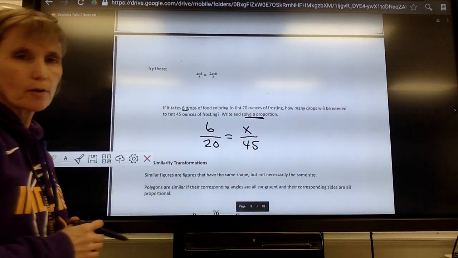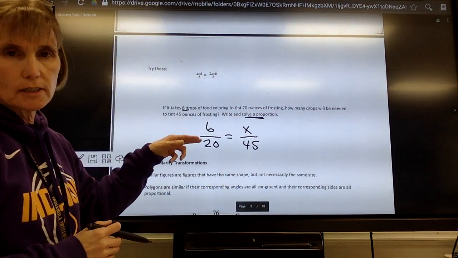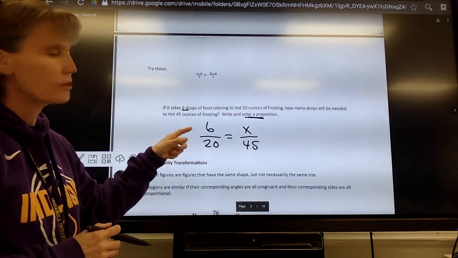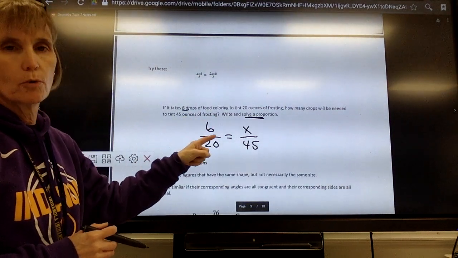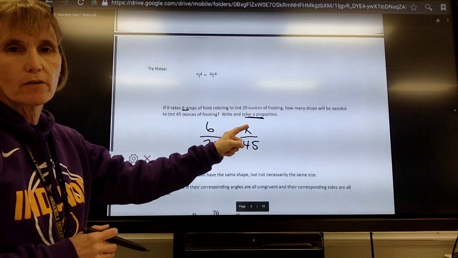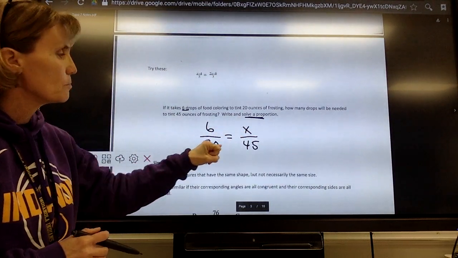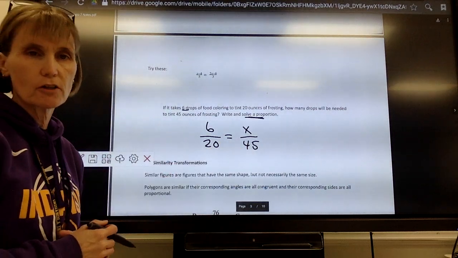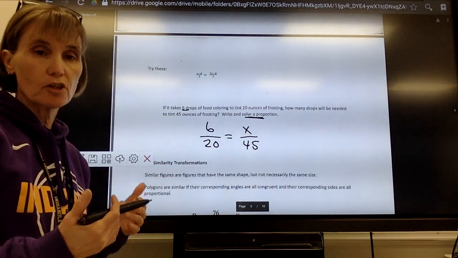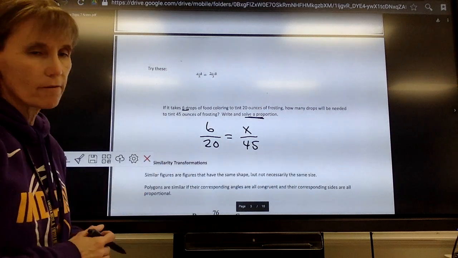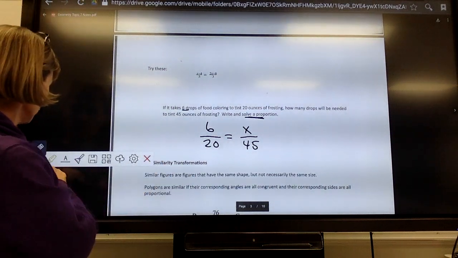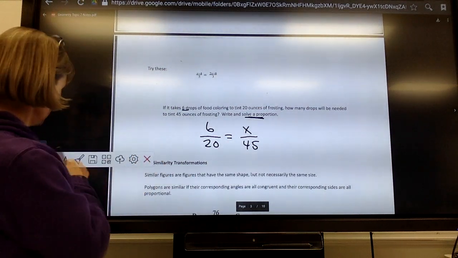And again, when you write your proportion, make sure that your same quantities are in the same locations. So my drops of food coloring were in the top of my ratio. Over here, this has to be the drops of food coloring at the top of the ratio. Both these bottom numbers represent ounces of frosting. So the positioning of your ratio is important. Once you have your proportion written, you can go ahead and solve it.